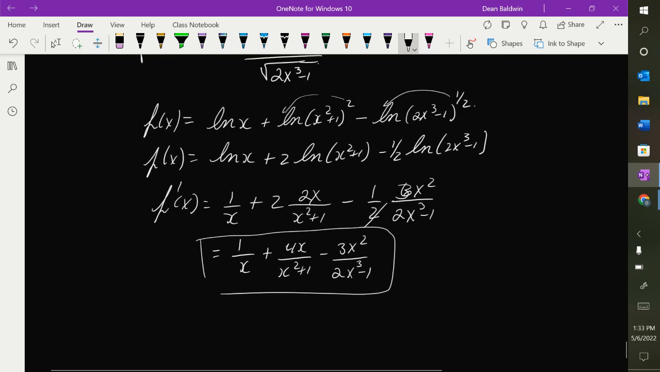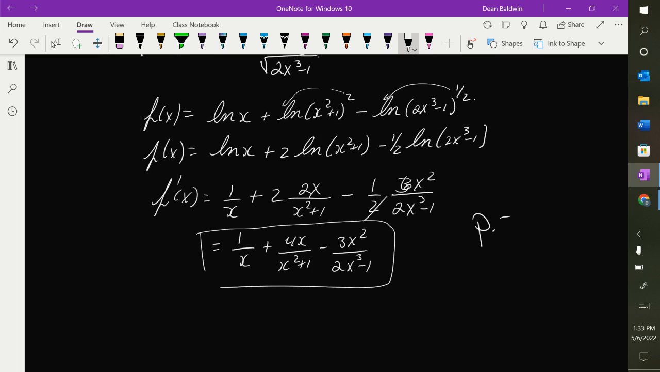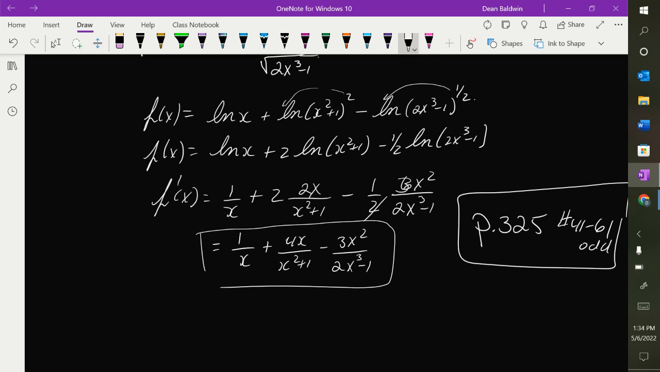All right, practice questions for this stuff. Page 325, numbers 41 to 61 odd. Enjoy, people.